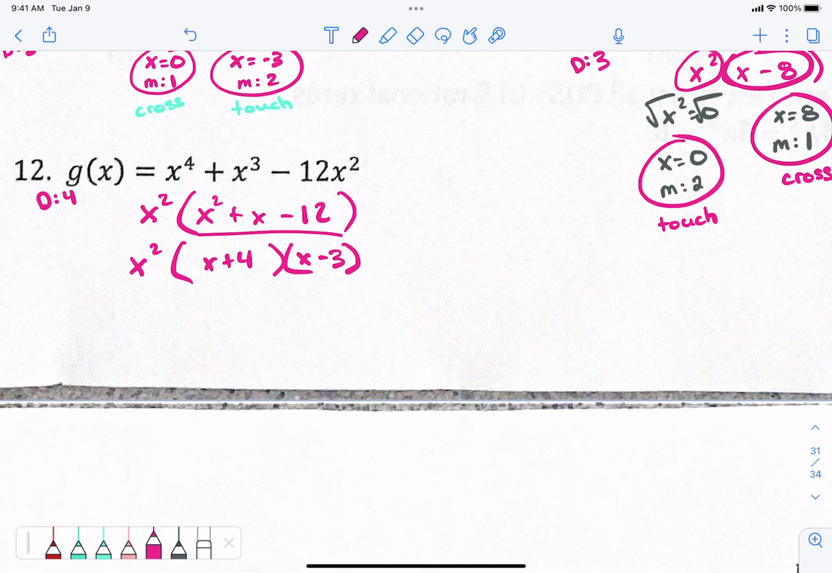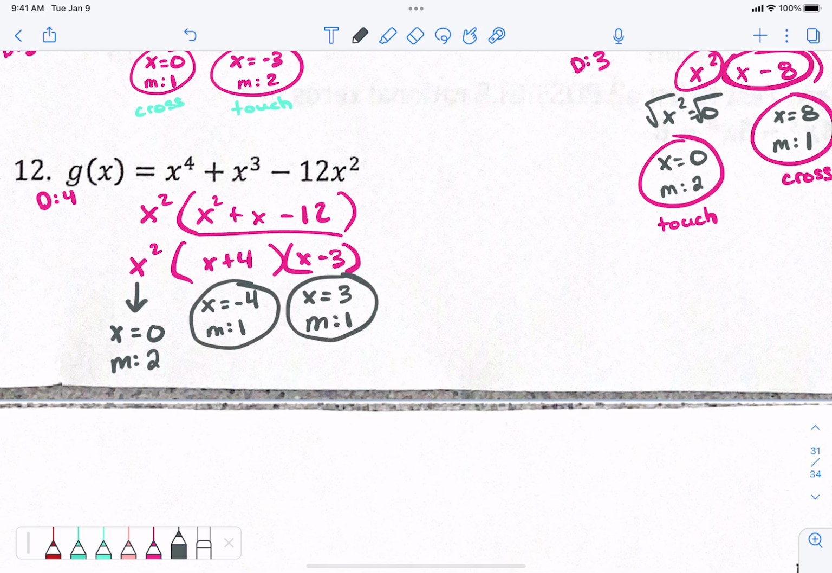If x squared equals 0, x equals 0 with a multiplicity of 2. This one, x equals negative 4 with a multiplicity of 1. Here, x equals 3 with a multiplicity of 1. Do my multiplicities all add up? Yep. At 0, it's going to touch. The other 2, it's going to cross. That was super fast. Was that super fast? Hey, that's not too bad.